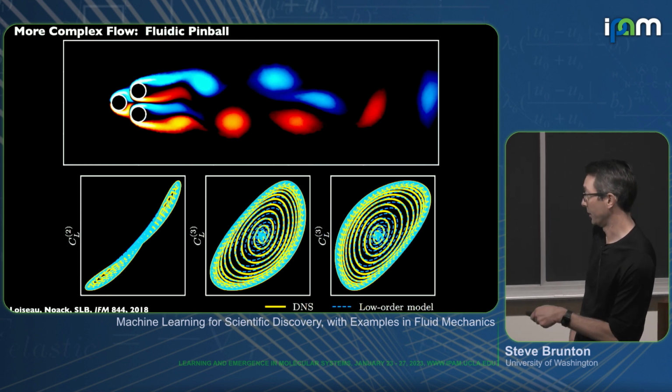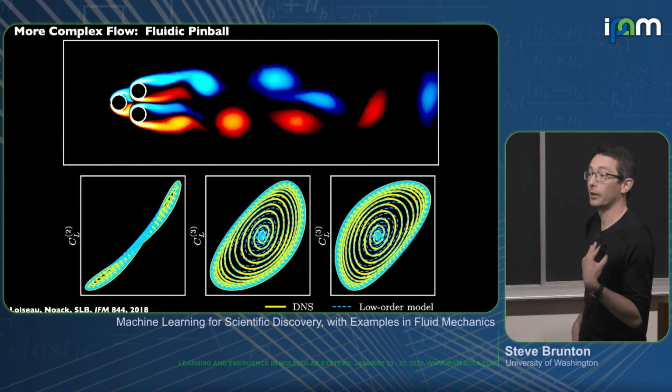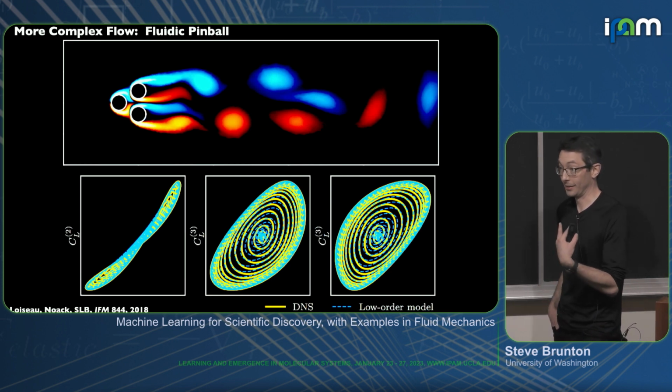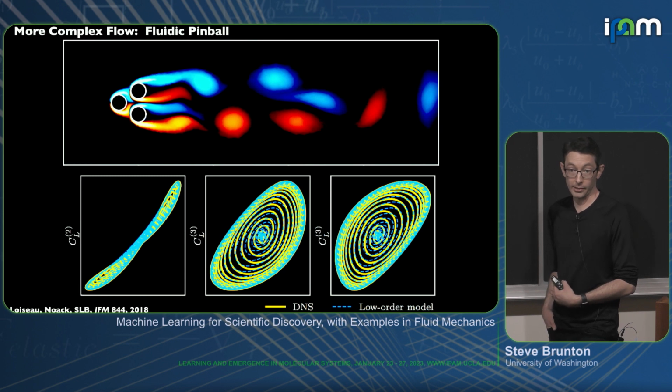And so here in the bottom plot, you actually see the results of this. These are a few transects. DNS is our high fidelity simulation. Blue is our low order SINDy model. You get an almost perfect agreement here, again, with a sparse nonlinear model in these intrinsic lift and drag coordinates.